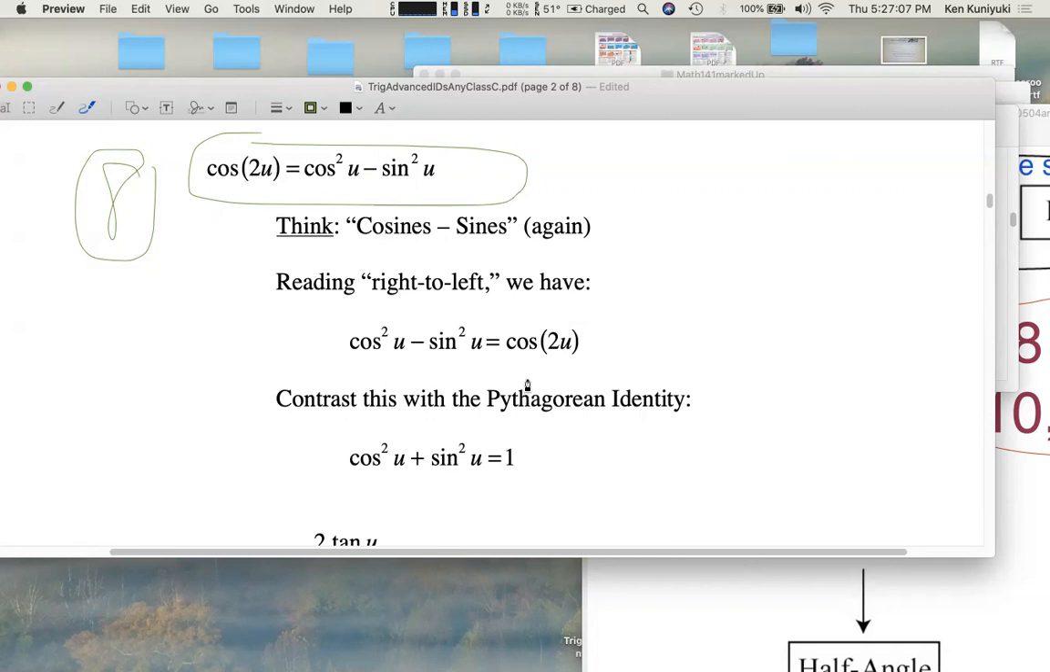Mr. Pythagoras, consider the Pythagorean identity. I'm writing this here as cosine squared of u plus sine squared of u equals 1, in part because we're going to apply the Pythagorean identity.